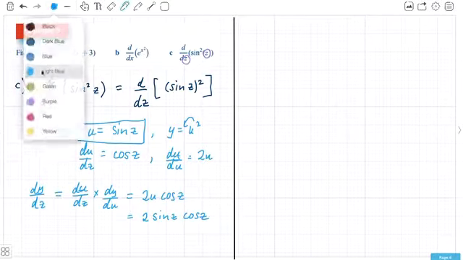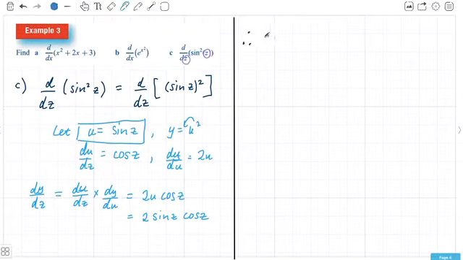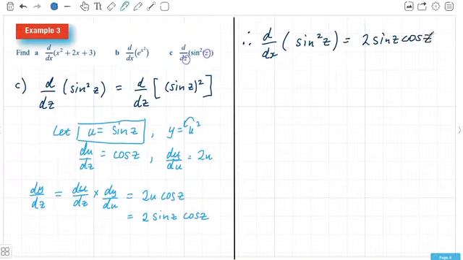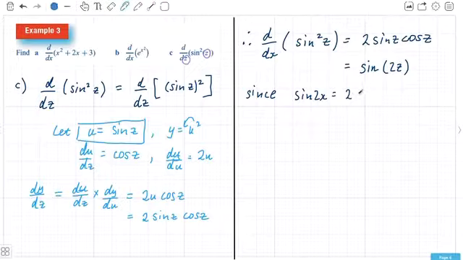And what that means for this question is that, therefore, the derivative of sine squared z equals 2 sine z cos z. And for those of you that are really familiar with your trig formulas, you would recognise this as the double angle formula for sine of 2z. So this is actually sine of 2z, and that's because sine of 2x equals 2 sine x cos x. So that's your answer. So the final answer there is sine of 2z.